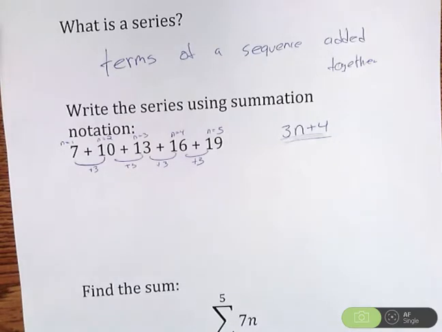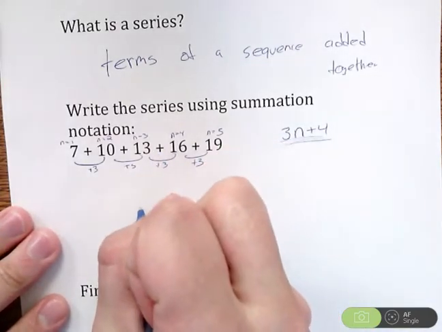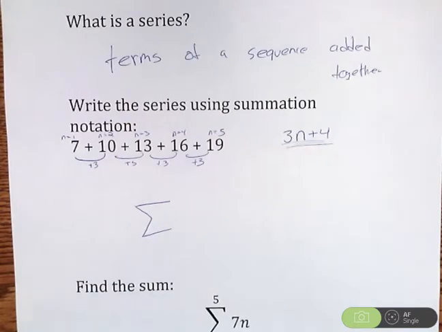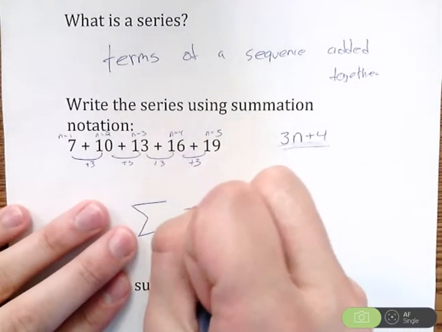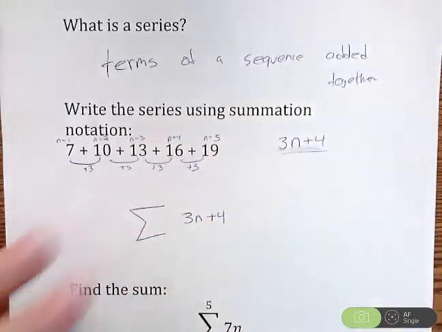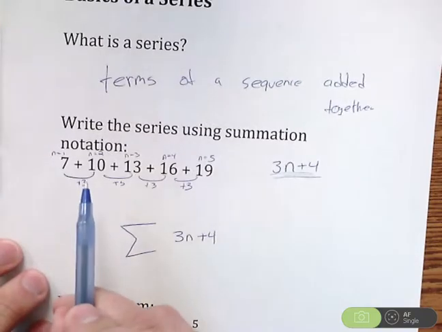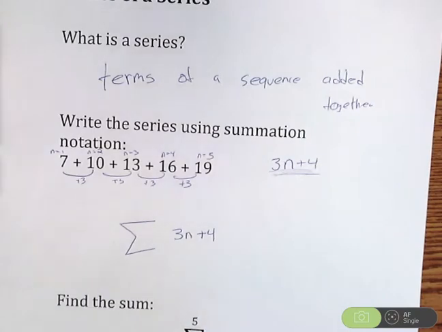So what we need to do is write this using summation notation. We're going to use a sigma, and sigma means add all the numbers together. We put our rule over here to the side, so 3n plus 4. There are only two things we're missing, and if you look at my next example, you'll see there are things on top and bottom. I want to tell it, how long does this sequence add? Does it have an ending, or is it going to go in infinite directions?